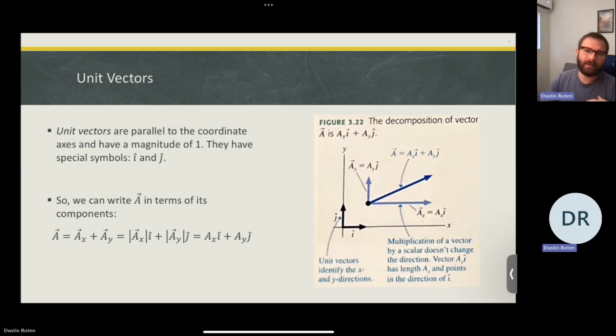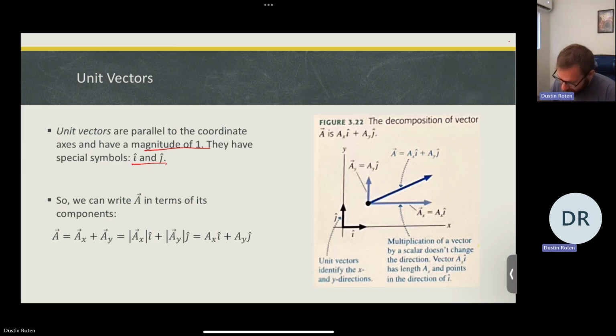Now, we could write that with like a sub x, a sub y, but what you'll see in the sciences and engineering are unit vectors. So unit vectors just have a magnitude of 1, and they have special symbols. So these are called i hat and j hat. You'll notice over here in the picture, i hat has a length of 1. Okay, so we can multiply it by whatever. It's just a length of 1. So the only thing it does is it just solidifies the direction. That's why it has a length of 1. It doesn't do anything special other than just say, hey, this is my x-axis, or hey, this is my y-axis.